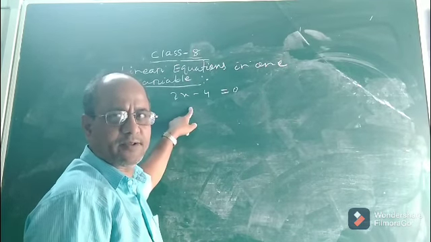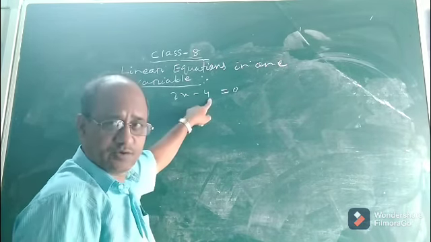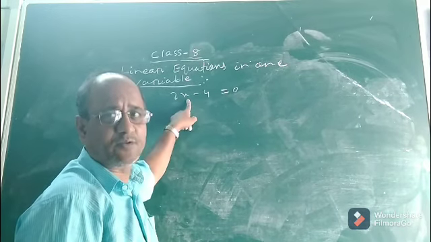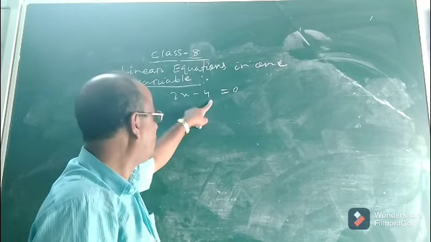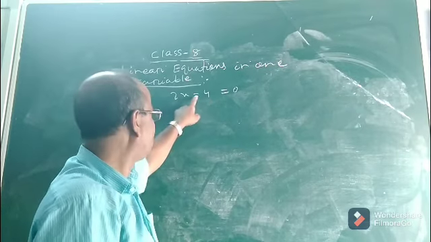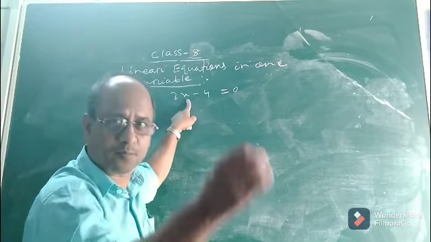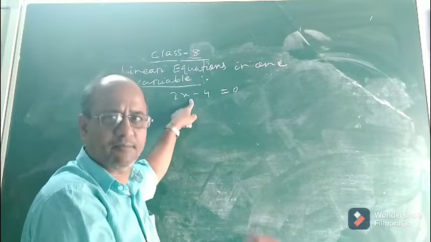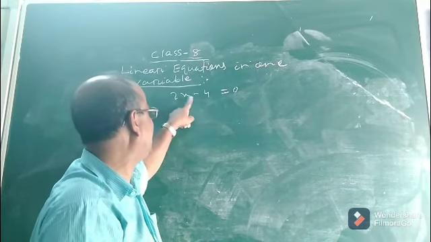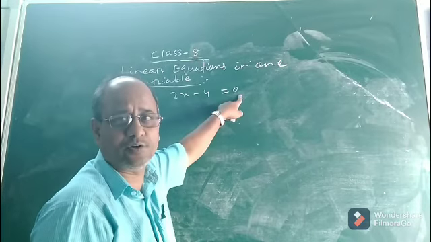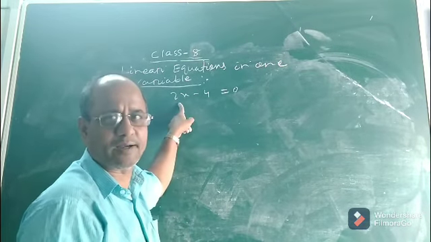What is the meaning of this algebraic expression which we read in class 6? 4 subtracted means minus. 4 subtracted from twice a number. Suppose the number is x. 4 subtracted from twice a number equal to 0. In words I am trying to explain.